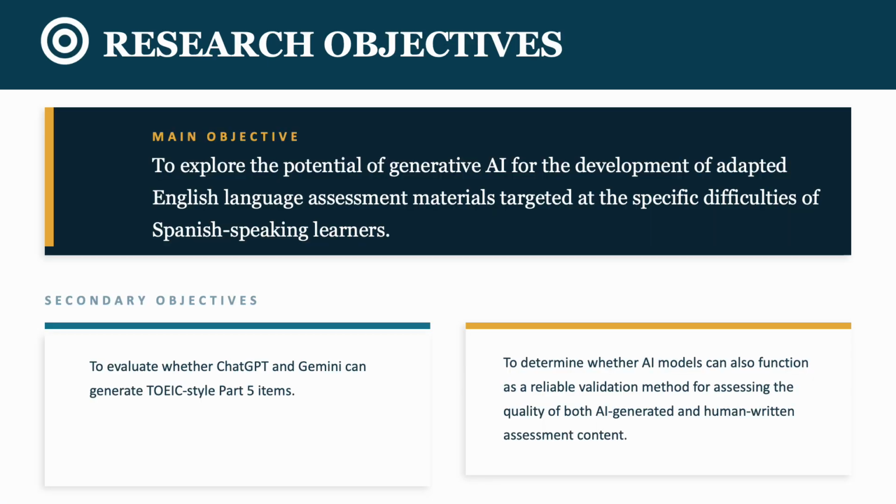So the main objective is to examine the potential of generative AI for developing adapted English assessment materials, specifically targeting the difficulties of Spanish-speaking learners. It is broad and exploratory. From that, two secondary objectives emerge. First, to evaluate whether ChatGPT 5.2 and Gemini 3.0 can generate high-quality TOEIC-style Part 5 items. And second, to determine whether AI models can also function as a reliable validation method for assessing the quality of both AI-generated and human-written content.